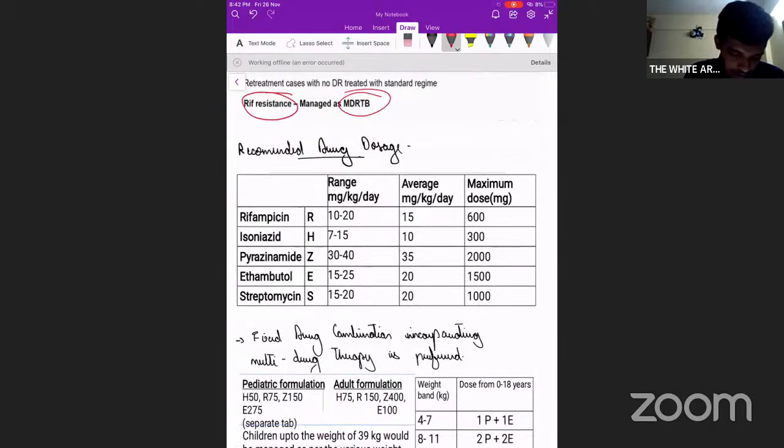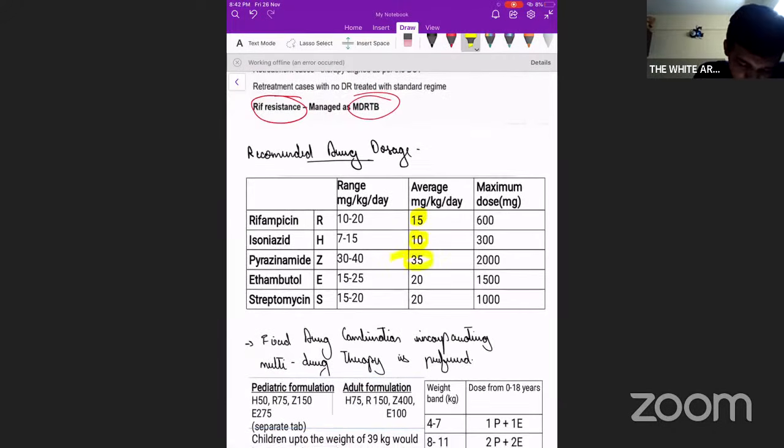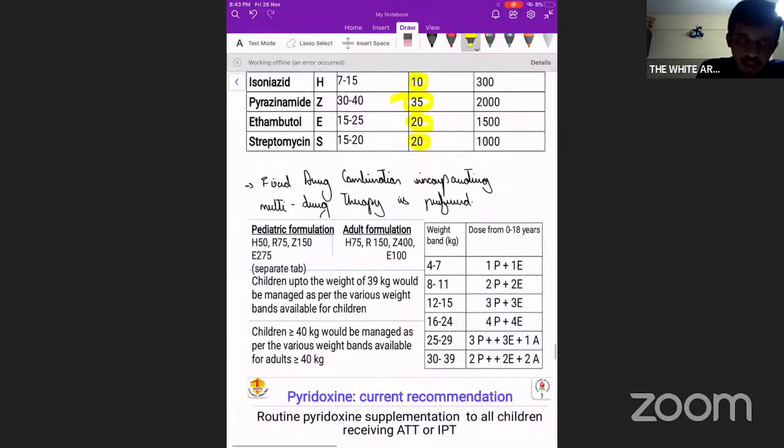And what are the recommended drug dosages? Rifampicin is 15 mg per kg per day. Isoniazid is 10 mg per kg per day. Pyrazinamide is 35, ethambutol is 20, and streptomycin as well is 20. But since it is a very difficult task in pediatrics to calculate mg per kg per day and give it, our government has come up with an easier way, that is a fixed drug combination for incorporating this multi-drug therapy.